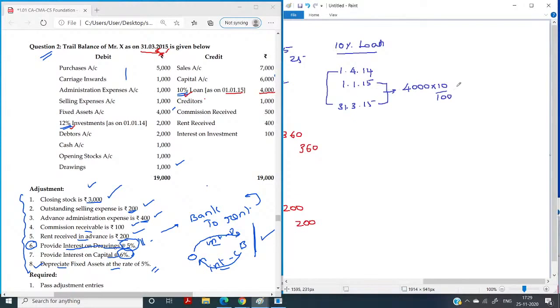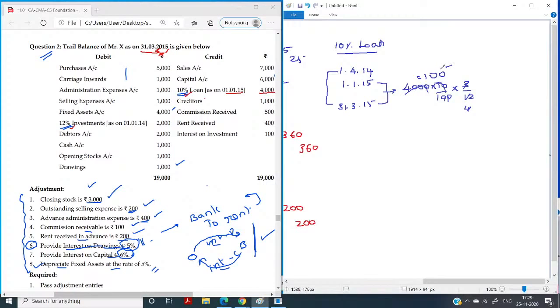Yes or no? Come on, answer me. We have 3 months. Otherwise, it has 3 months interest component in it. Yes, this will be 100 rupees. So interest on loan, as we have borrowed, very good. As we have borrowed the loan on 1/1/15, for the year end we need to pay 100 rupees interest.